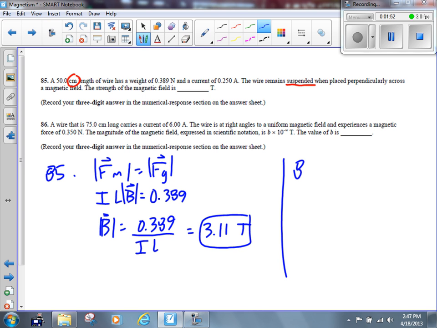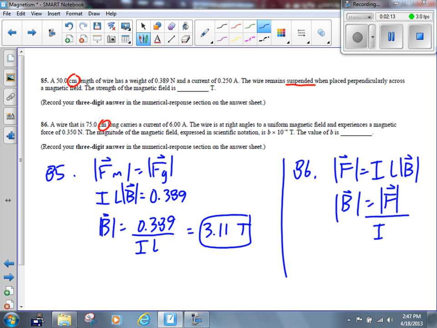Question 86 is even more straightforward than this one. We do have to be careful of some units again. 75 centimeters is going to be 0.750 meters. We want to find the value of the magnetic field. We're going to say F is equal to ILB. And we'll rearrange it to solve for B. It becomes F over I times L. Plug in our numbers, make sure we make it 0.75 meters.